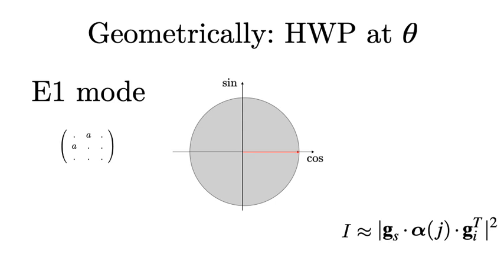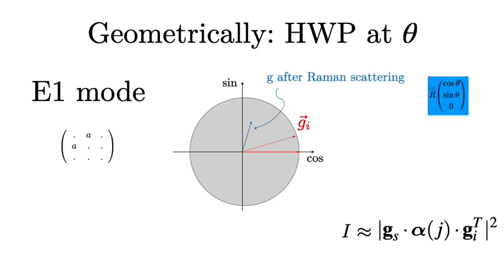The effect of the half-wave plate is to rotate this. Now the effect of the Raman machine is to apply this tensor. And we see here that the effect of this is to swap the x and y component, right? This is what this is. And then rescale by A. So we swap the sine and cosine. That's basically what this tensor is. So we end up with a G vector, a vector after Raman scattering here, which is not as long. It has a length of A and lives on this circle.